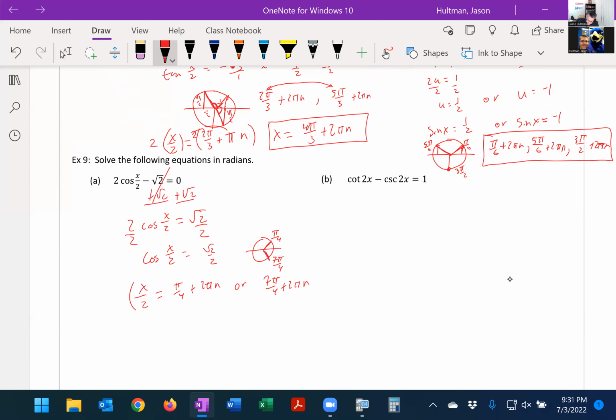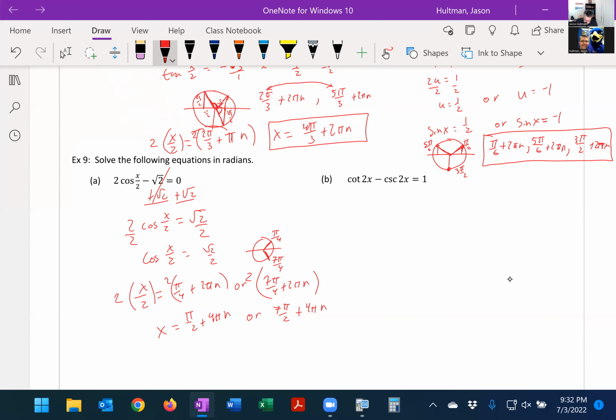Now, multiply everything through by 2, and we get pi over 2 plus 4 pi n. That's interesting. Pi over 2 plus 4 pi n is equal to x, or 7 pi over 2 plus 4 pi n. So 7 pi over 2 will also work.